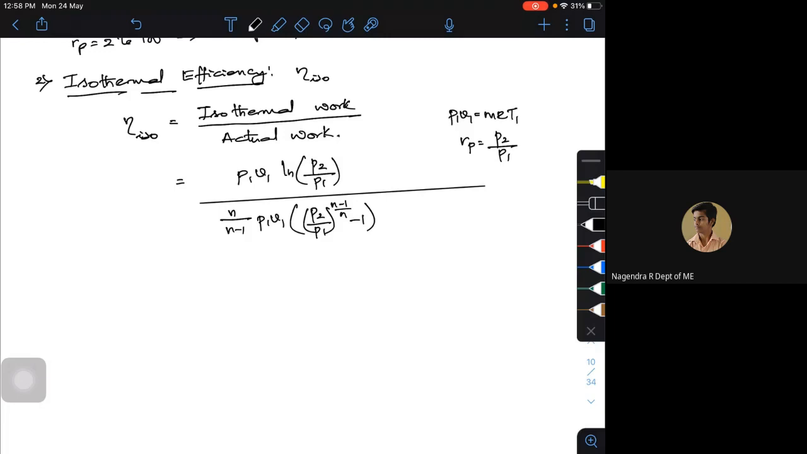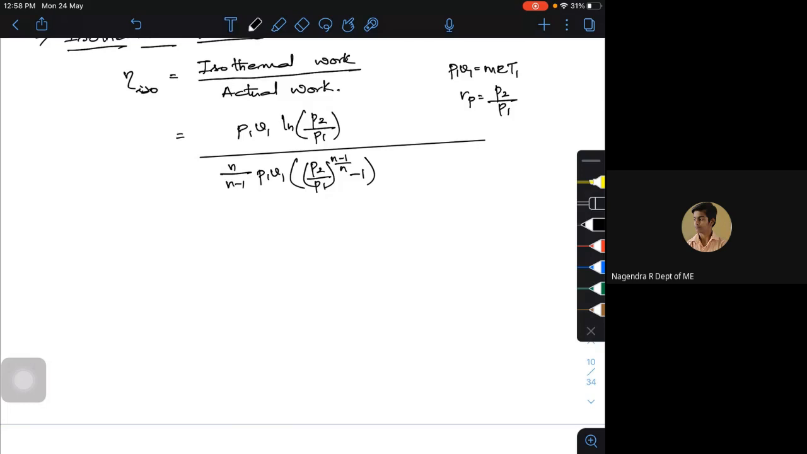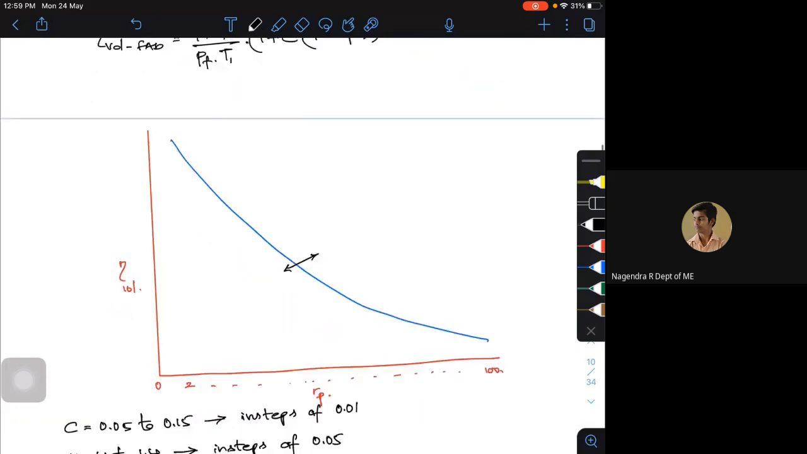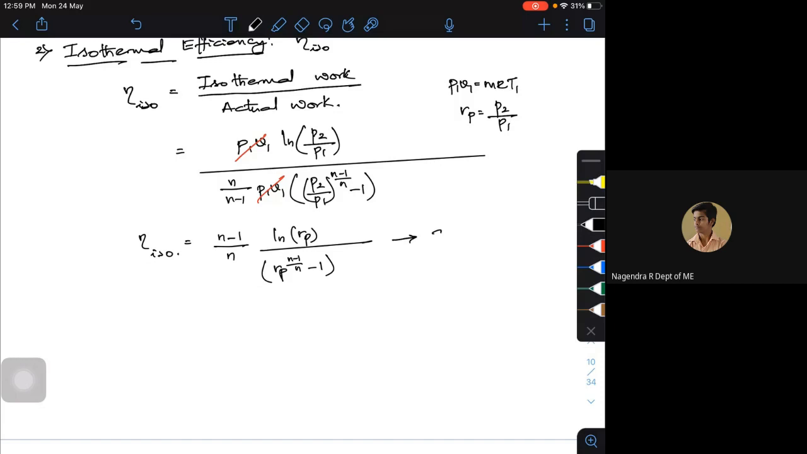Let me do that. P1 V1 simply cancel out. I'm left with n minus 1 by n, which I can take to the numerator. This becomes (n by n minus 1) into ln of P2 by P1, which I can write as RP, divided by RP to the power of (n minus 1) by n, minus 1. So this is your isothermal efficiency. Let me call this equation number 9. This is the expression for isothermal efficiency.